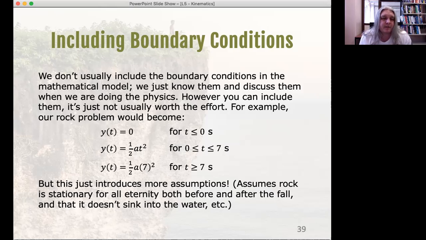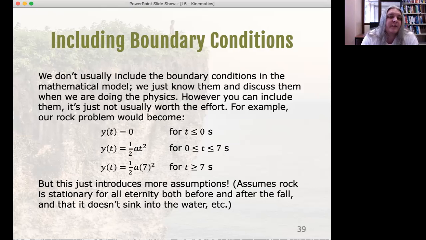And then after that's finished falling, we have a half times a7 squared, which is that 240 meters that we saw. It's just sitting at 240 meters for the rest of time, from 7 seconds onwards, forever and ever. But all that actually does, even if we wrote those out, is introduce more assumptions. We've now got the assumption that the rock is perfectly stationary before and after the fall forever, for all eternity. And clearly that's not true either.